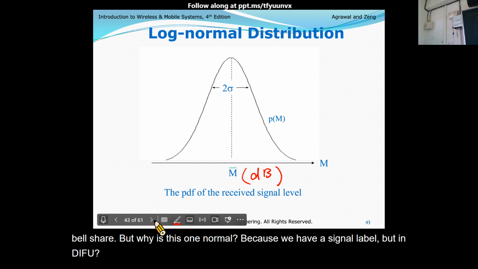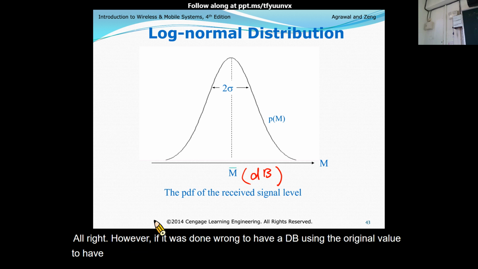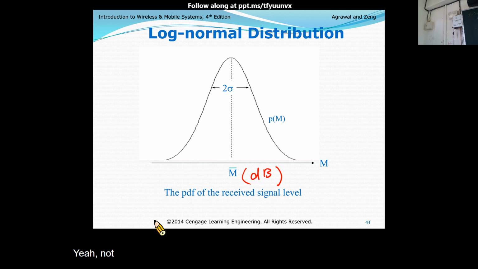However, if we don't want to use dB, using the original value to have the proper distribution, then what's the distribution? Anyone want to try? Yeah, log normal. So understand the relationship between log normal and normal.